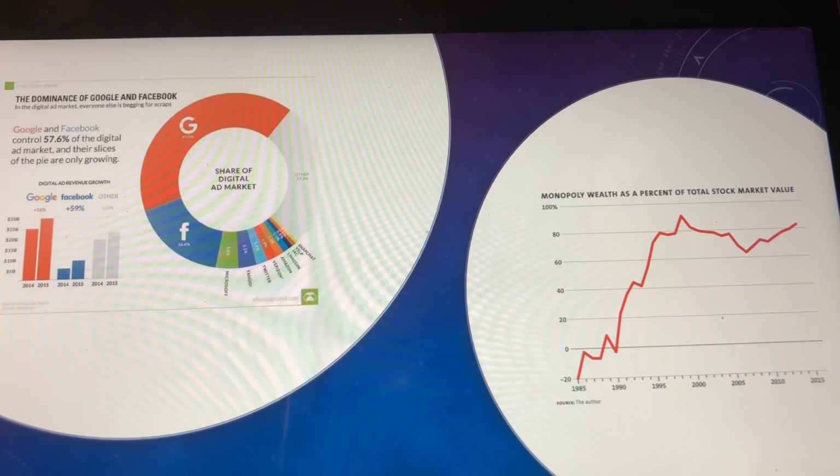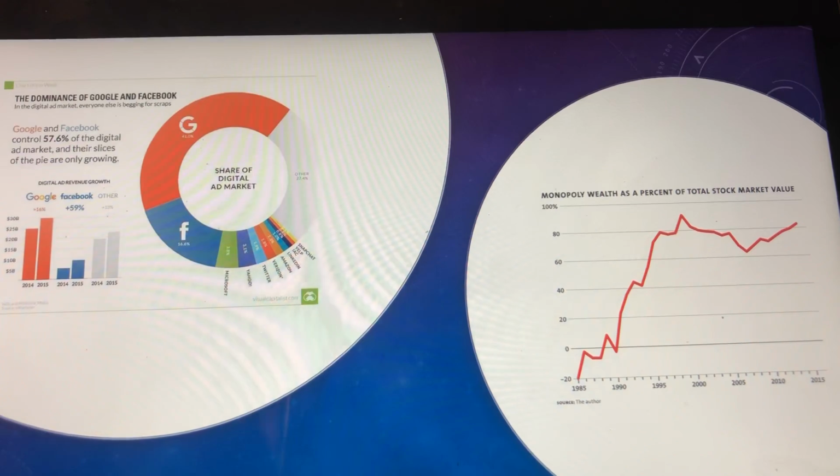I think the economy would take a hit if these companies were broken up a bit, but I think it would be a situation where it's short-term pain for long-term gain.